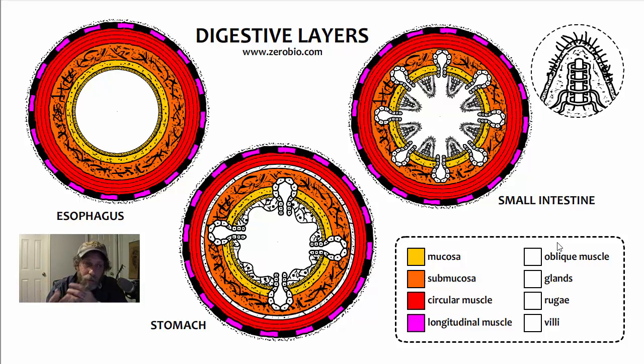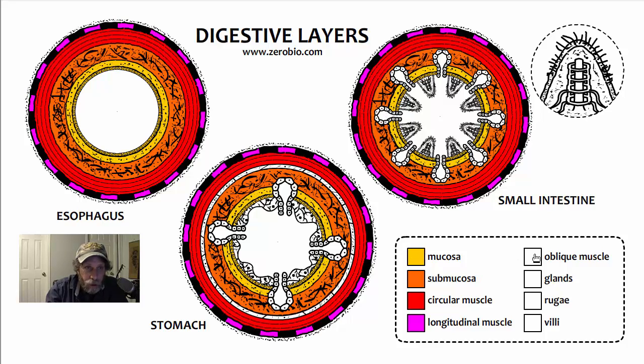And this is because one of the main roles of the stomach is physical or mechanical digestion, right? It's got to really churn the food. So just imagine if you've got to do all that squeezing, you need more muscle, right? So oblique muscle is actually the innermost muscle layer in the stomach, but it is not found in the esophagus or the small intestine because they don't do a lot of physical digestion.